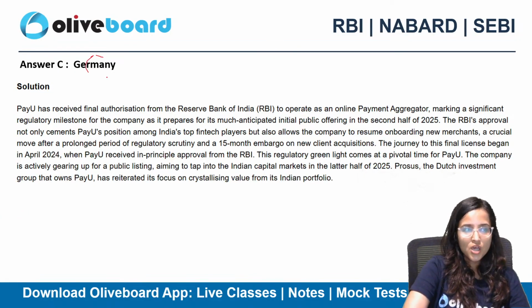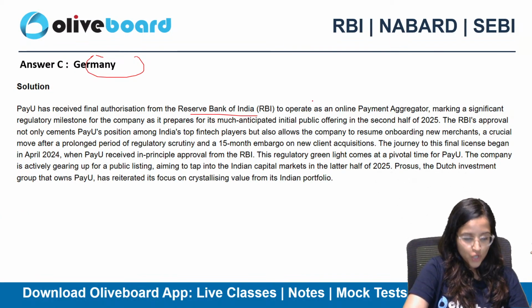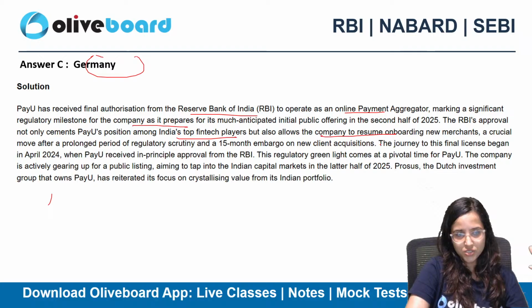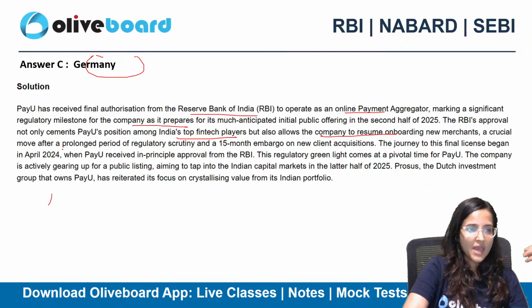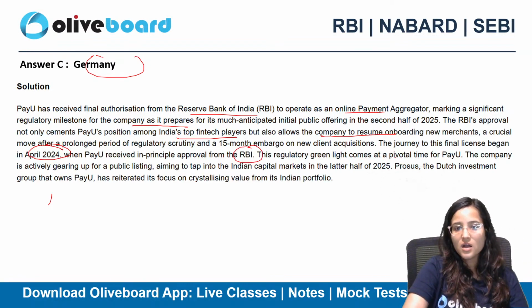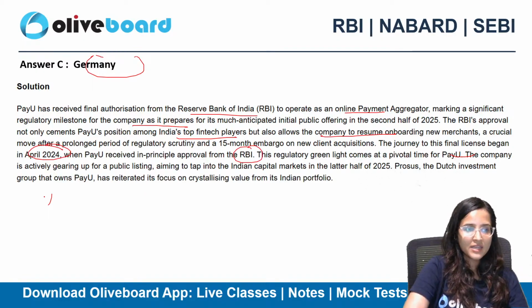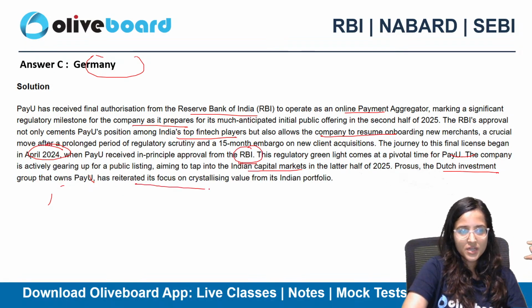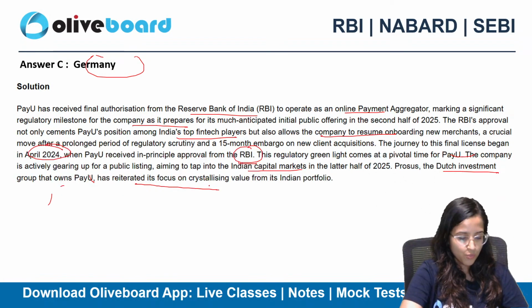The answer is Germany. PayU has received final authorization from RBI to operate as a payment aggregator, marking a significant milestone for the company. The RBI's approval not only cements PayU's position among top fintech players but also allows the company to resume onboarding new merchants. The journey to this final license began in April 2024 when PayU received in-principle approval from RBI. This regulatory green light comes at a pivotal time for PayU. The company is actively gearing up for a public listing, aiming to tap the Indian capital markets in the latter half of 2025. Prosus, the Dutch investment group that owns PayU, has reiterated its focus on crystallizing value from its Indian portfolio.